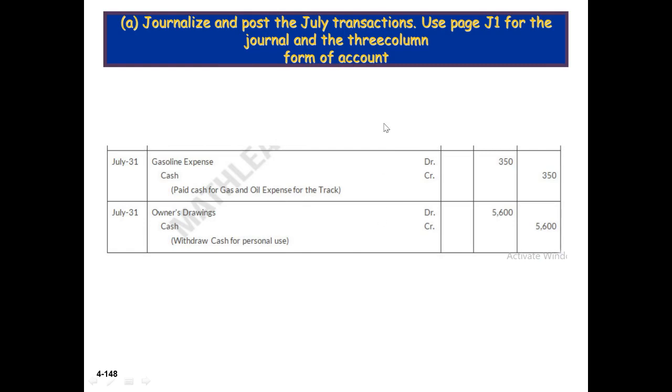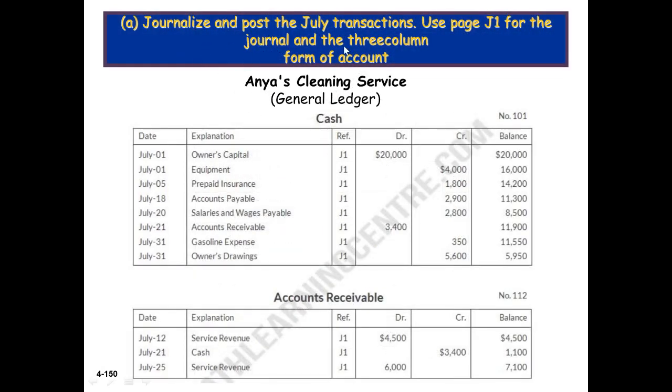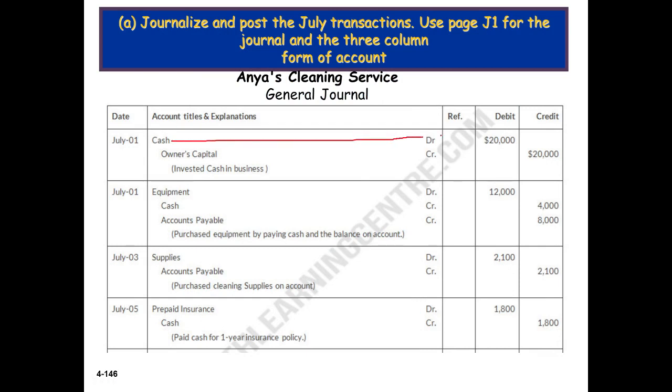So our journal is finished. Now post the July transactions, that means the ledger. This is all the transactions together, that means all journal entries together. This is cash. According to the journal, we have cash on several dates. Cash July 1, this is debit. Debit 20,000. Credit 4,000. This is cash credit 1,800.